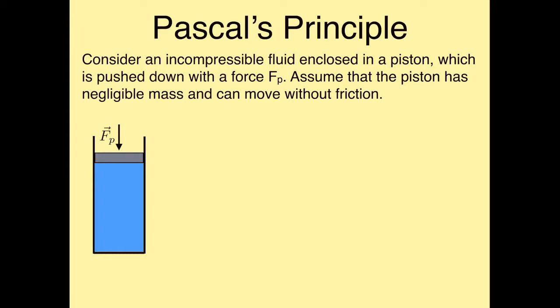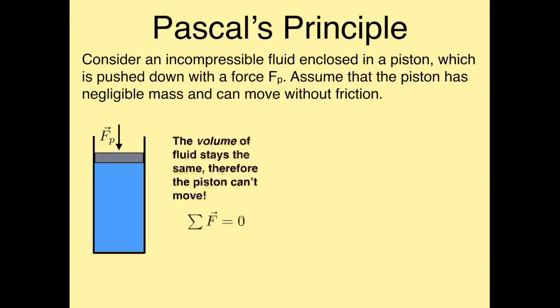We have a fluid. It's an incompressible fluid, so you can imagine it's water or some other type of liquid which is incompressible. This is being held in a container, and the fluid is enclosed by a piston. This is the piston up here. Now the piston is perfectly free to move up or down without any friction, and the piston itself has negligible mass. So what we're going to do is come along and push down on the piston with a force that we'll label as Fp. It's the force of the push that we apply to the piston.